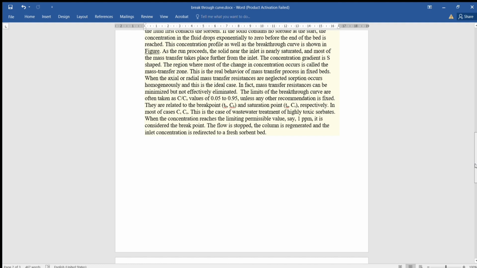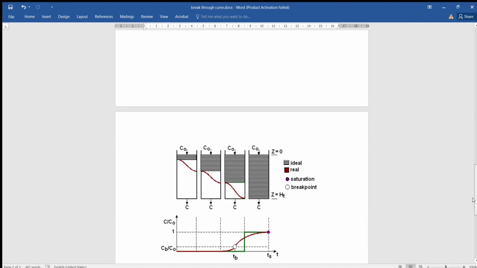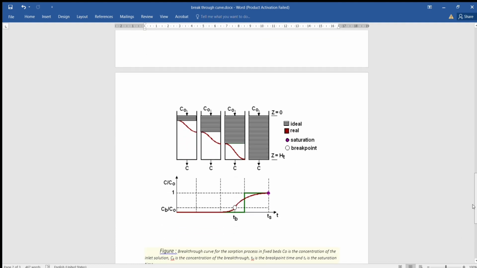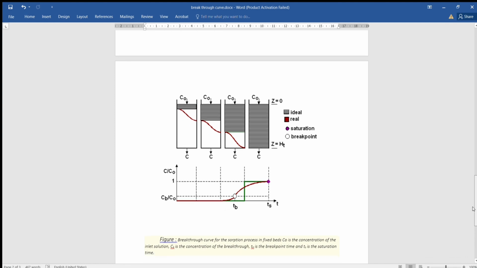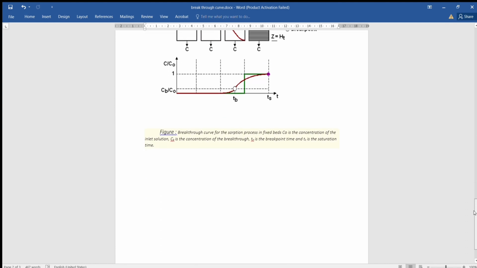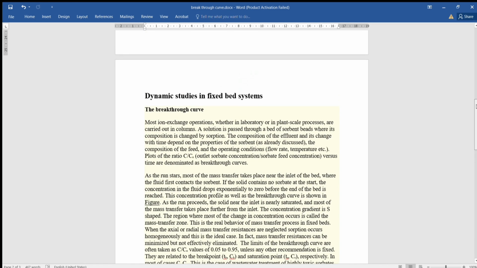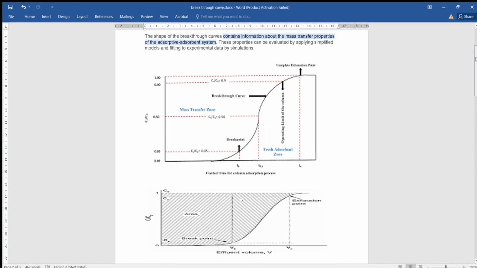Now you can see here, this is my pictorial representation of the breakthrough point. This is my real situation, this is my ideal, and this is saturation, and this is my break point, which is shown by different colors. So this is all about the breakthrough curve. In our next videos, we'll be talking about how to draw the breakthrough curve.